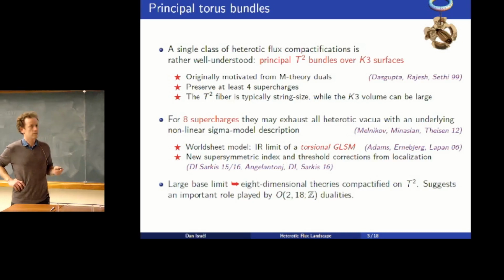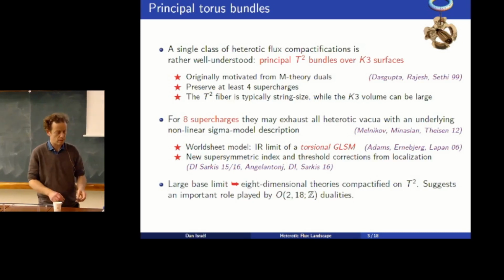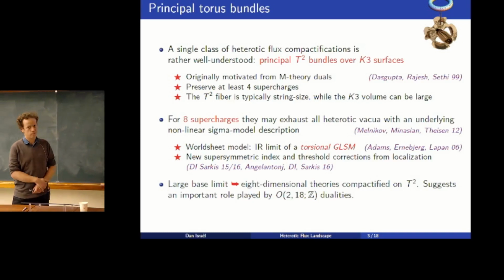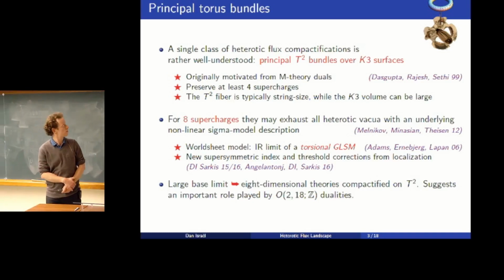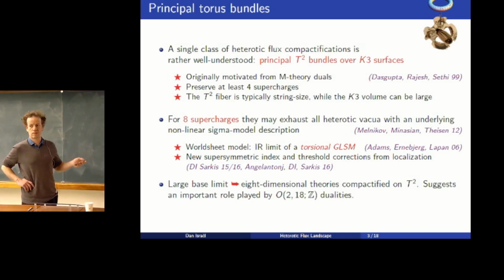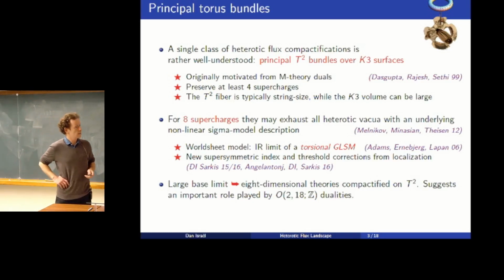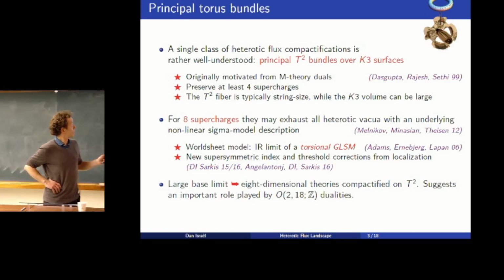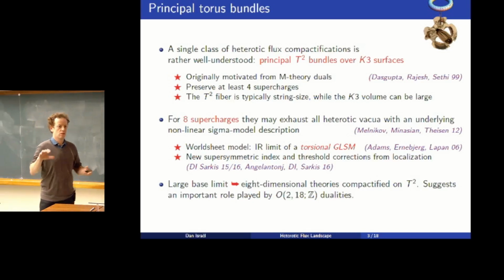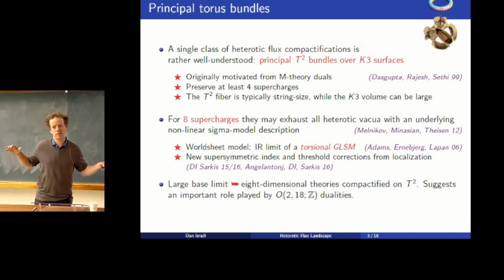Even if this object has been known for years, there is essentially one class of solutions that has been constructed so far, not more: principal T2 bundles over K3 surfaces. They were originally motivated by M-theory duals, but there has been a lot of work on this since that period, and they preserve at least 4 supercharges. And the point is that, unlike what we expect for general heterotic flux compactification, the torus part, the fiber, is small, string size, but the K3 base can be as large as you like.